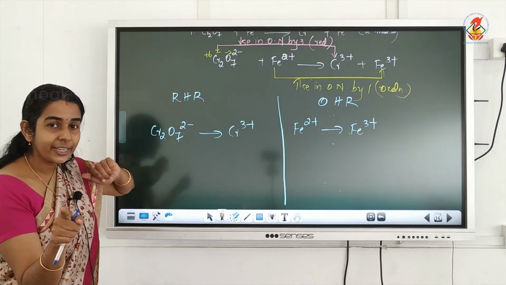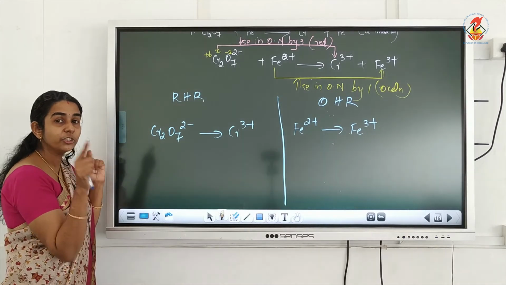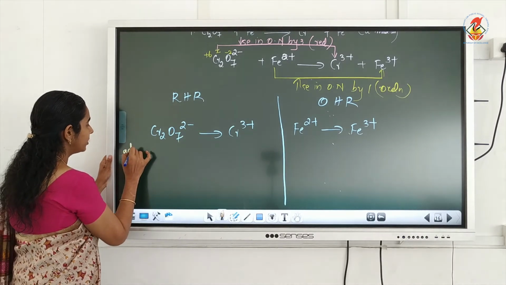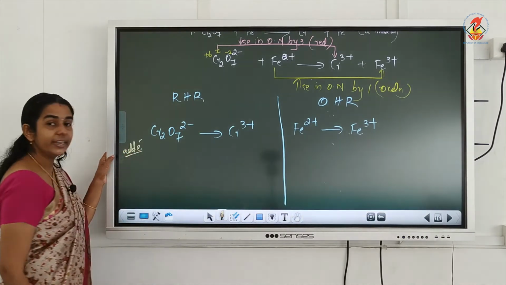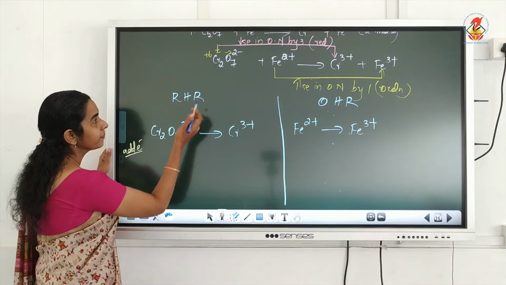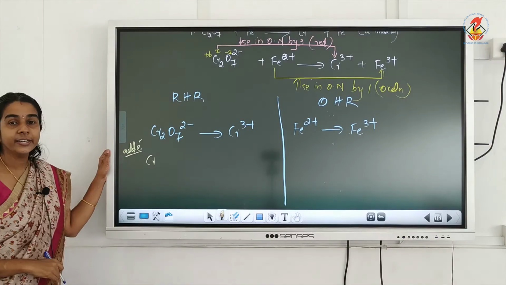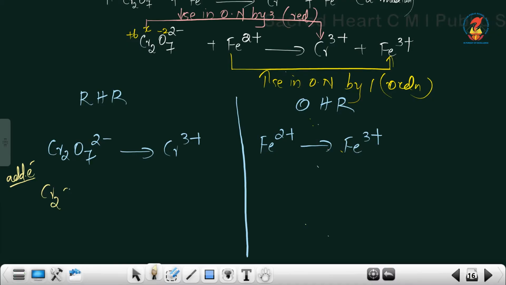If there is a decrease, add that number of electrons to the left hand side. So we are going to add electrons. That is the next step. So to this equation we have to add the number of electrons. The equation becomes Cr2O7 2 minus plus 3 electrons giving Cr3 plus. So we are adding that 3, since there is a decrease in oxidation number.